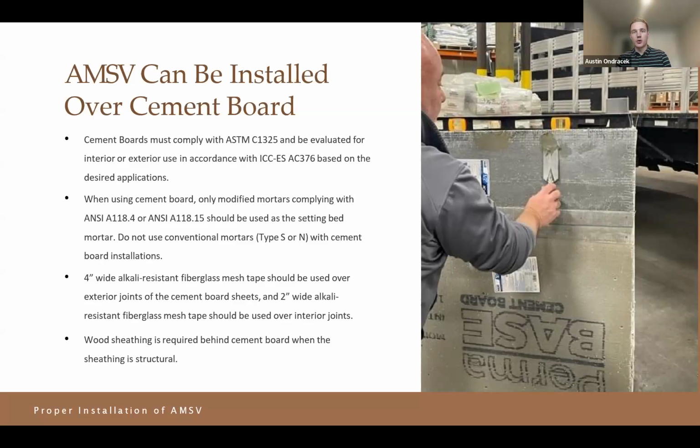When using a cement board, only modified mortars complying with that ANSI should be used as the setting bed mortar. Don't use those conventional mortars like mentioned, either type S or type N, for a cement board installation. A 4-inch wide alkali resistant fiberglass mesh tape should be used over the exterior joints of the cement board sheets, and 2-inch wide alkali resistant fiberglass mesh tape should be used over the interior joints. Wood sheathing is required behind cement board when the sheathing is structural.